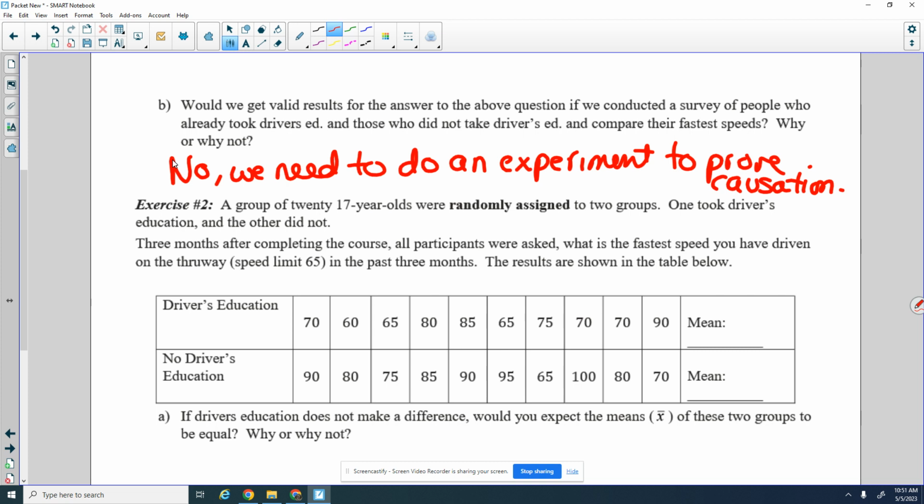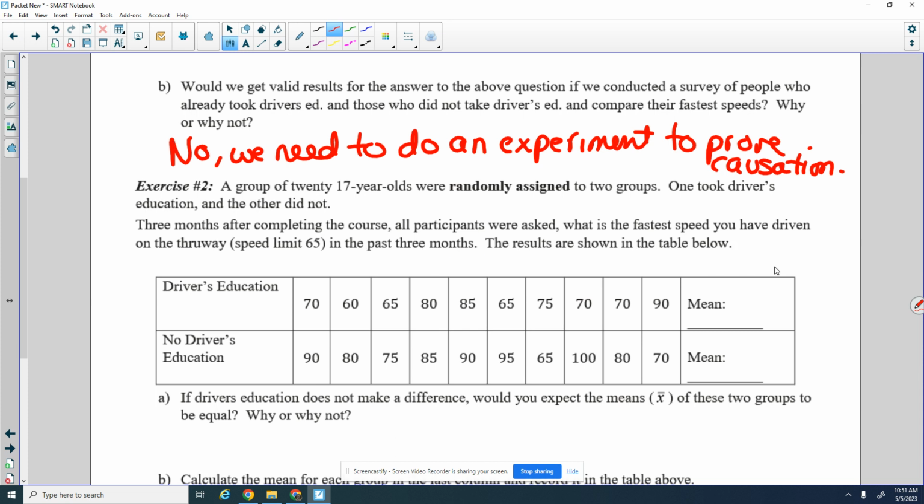So in exercise 2, we're going to look at an experiment like that. A group of 20 17-year-olds were randomly assigned to two groups. One took driver's education and the other did not. So they were told the one group was going to take it and the one group didn't, randomly assigned. 3 months after completing the course, all participants were asked, what is the fastest speed you have driven on the thruway, speed limit 65, in the past 3 months? The results are shown in the table below.